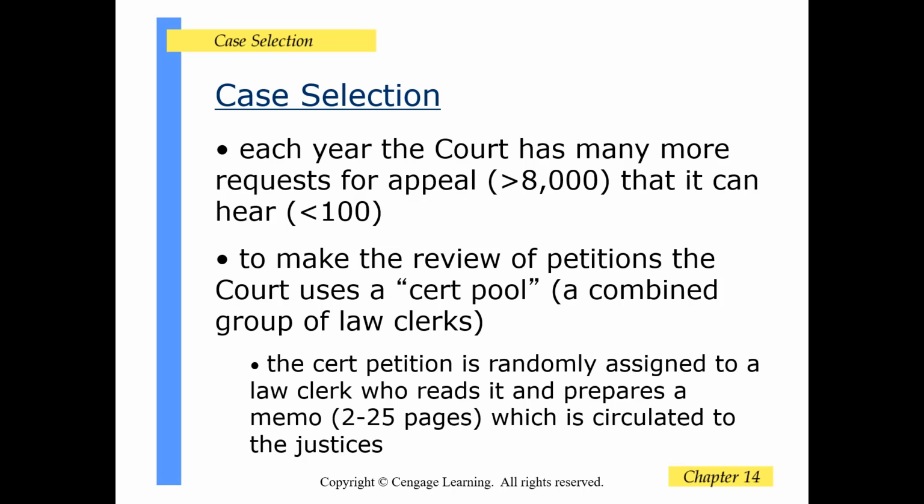Each year, the Supreme Court of the United States has many more requests for appeal, somewhere over 8,000, than it can hear, which is usually less than 100. To make the review of petitions, the court uses a cert pool, which is a combined group of law clerks. The cert petition is randomly assigned to a law clerk who reads it and prepares a memo, 2 to 25 pages long, which is circulated to the justices.